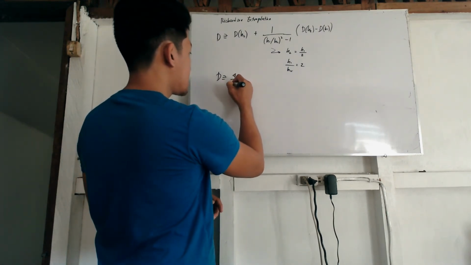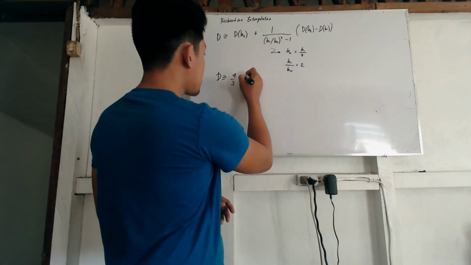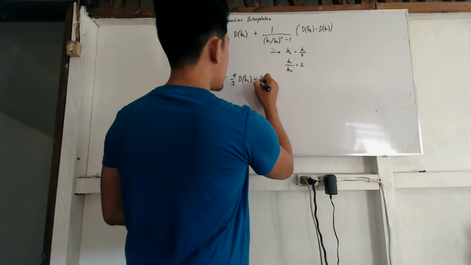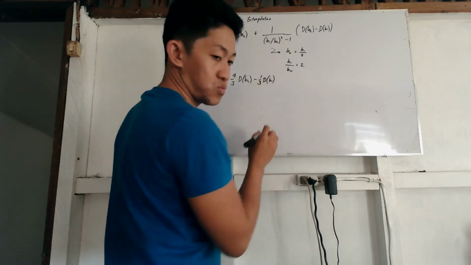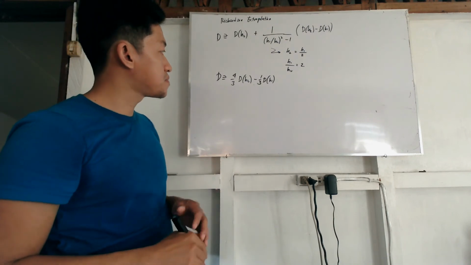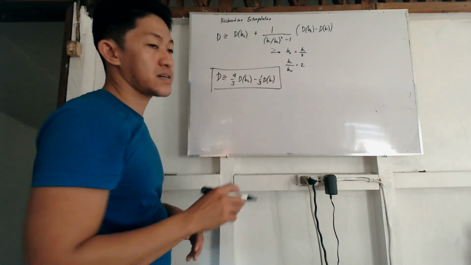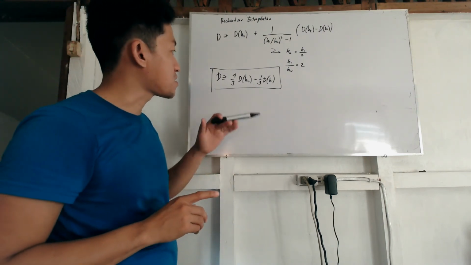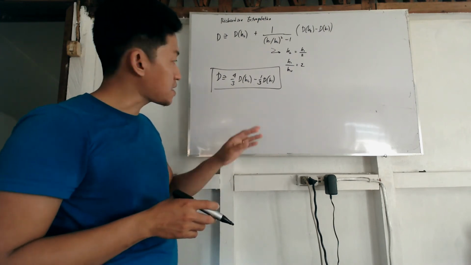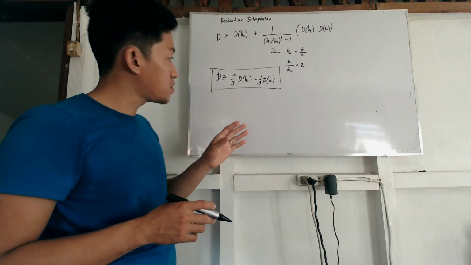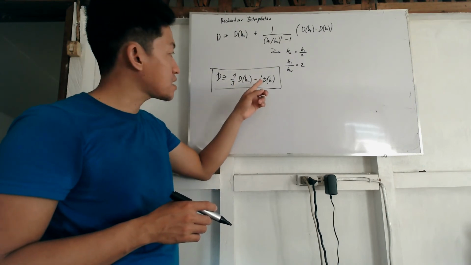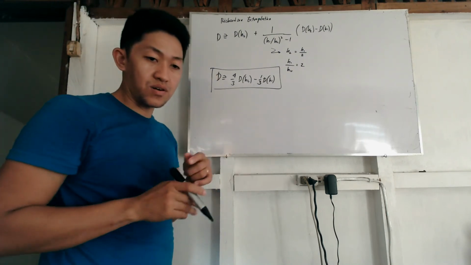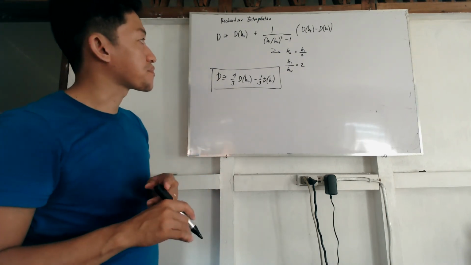4/3 derivative of h2 minus 1/3 derivative of h1. Okay, so this is now the Richardson extrapolation. So, what is nice about this equation? You get the derivative at h2, multiply by 4/3, minus 1/3 derivative of h1, and you get the value of the derivative. So, it is very easy.